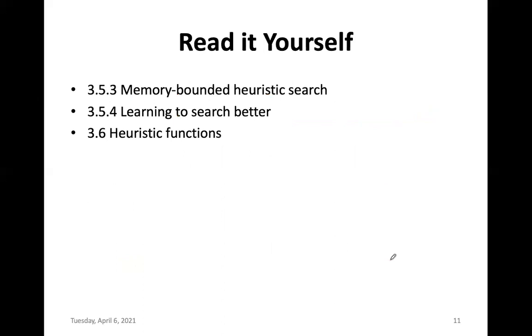There are some topics that you have to study by yourself from the book. These topics are memory bounded heuristic searches, the next topic after this one. And then there are some theoretical stuff in a few paragraphs, learning to search better, and then heuristic functions. There is some additional information about heuristic functions that you have to read by yourself from the textbook that we are following.